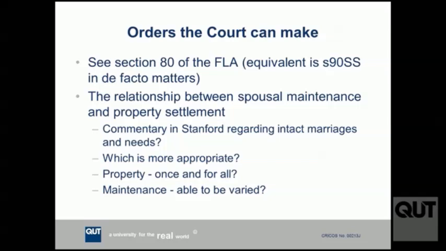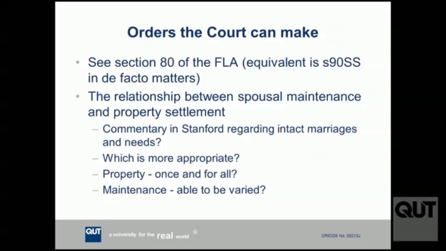You'll see when you look at Section 80, they can also transfer or settle property, and that can be done by way of maintenance for a party to a marriage. The court can appoint or remove trustees, make an order by consent, which we'll look at today, impose terms, conditions, so really broad powers when it comes to the types of orders that can be made in relation to property.